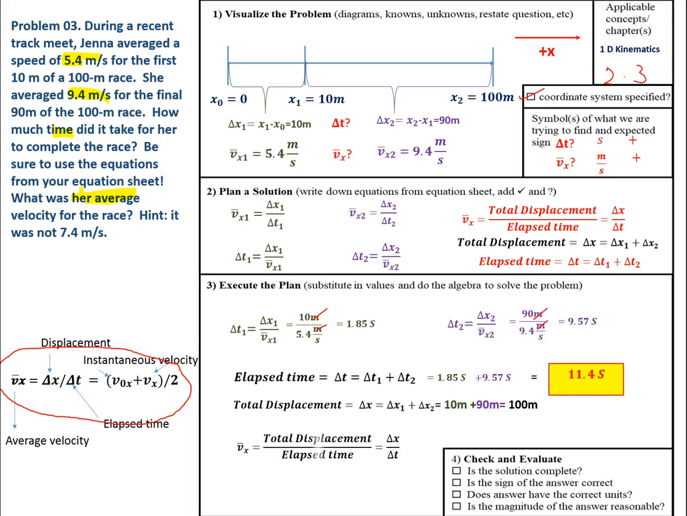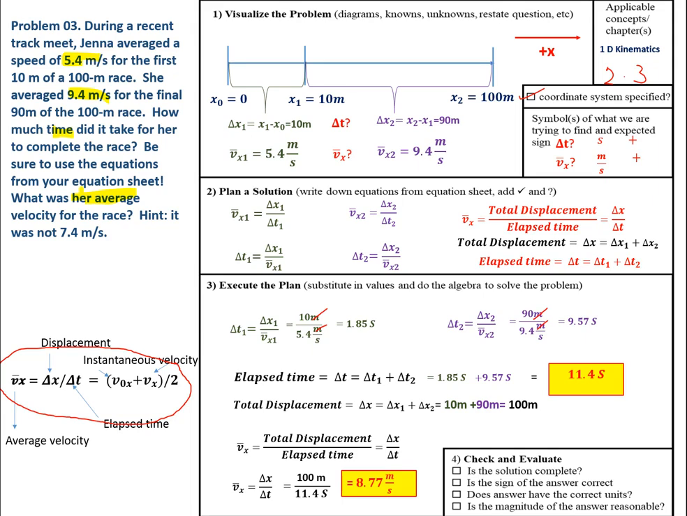Okay? And then the average velocity is total displacement over elapsed time. And now you have the total displacement, which is equal to 100 meters, and then divide that by 11.4 seconds, and you get 8.77 meters per second for the average velocity. Okay, and now you can see the units. You have meters on the numerator and then seconds on the denominator, so your unit for the average velocity is meters per second. Okay, now let's check and evaluate.